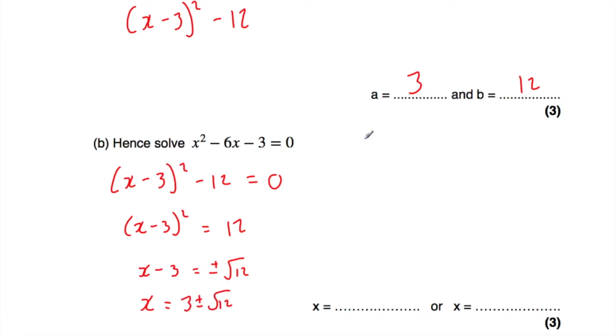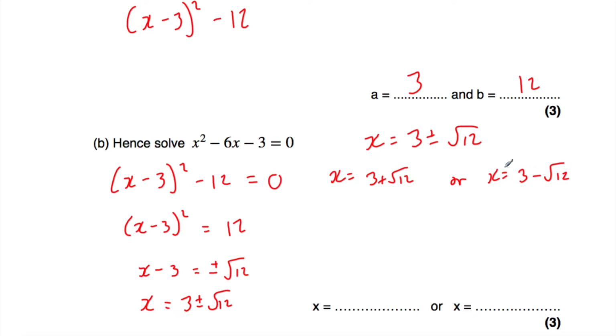So if we go up here, we've got x is equal to 3 plus or minus the square root of 12. Now in terms of finding our two solutions, that means that x would be equal to 3 plus the square root of 12, or x equals 3 minus the square root of 12. Okay, so we've now got our two solutions, x equals 3 plus the square root of 12, and x equals 3 minus the square root of 12.